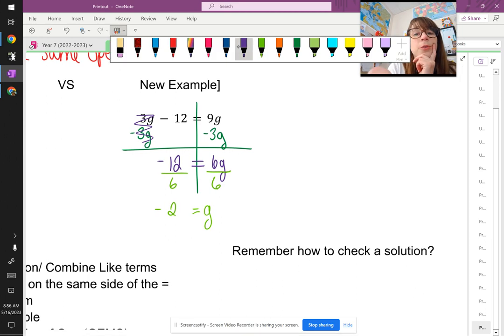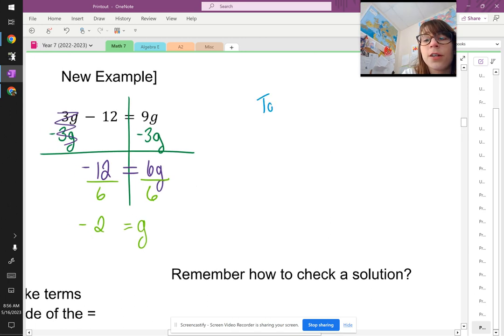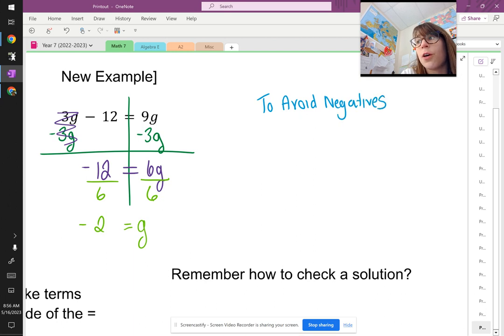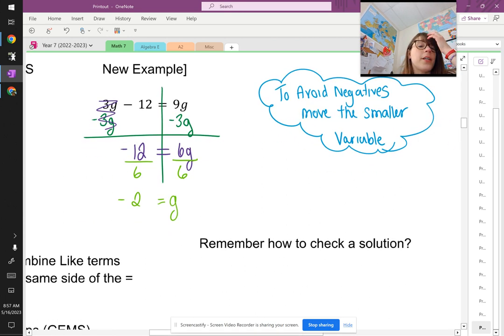If you are a human who does not enjoy negative signs, I would suggest that you pay attention to this. To avoid negatives, you always want to move the smaller variable. So that's why here I chose to move the 3g over instead of the 9g.